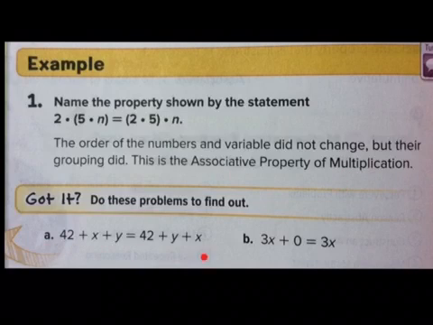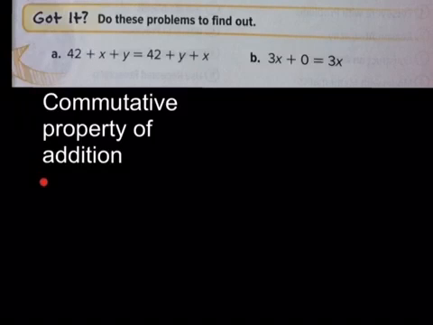Okay? Let's do A and B. We can see that we're adding, so it's going to be something of addition. And we can see that we've taken 42 plus x plus y, or 42 plus y plus x. All we did was change the order, but at the end of the day, it's going to equal the same thing, right? So this is commutative. Commutative is when we can change the order around and it doesn't change, okay? So we changed the order, and this is commutative property of addition. Go ahead and copy that down.